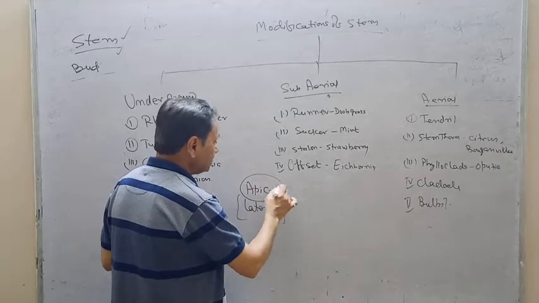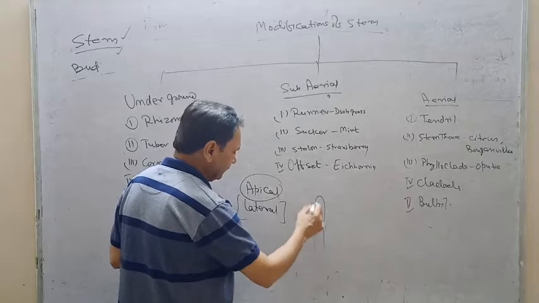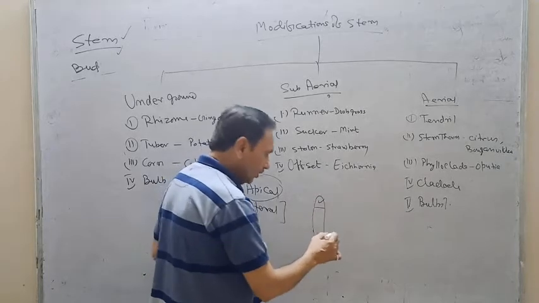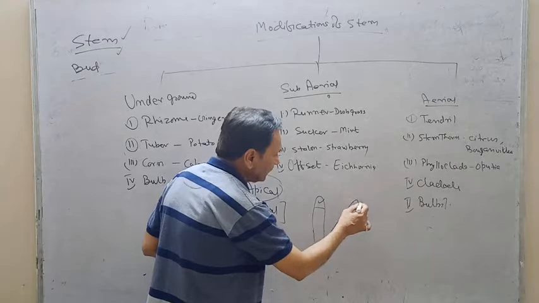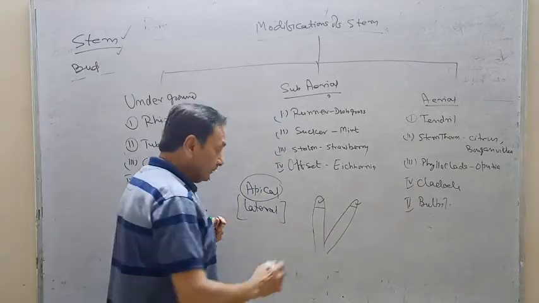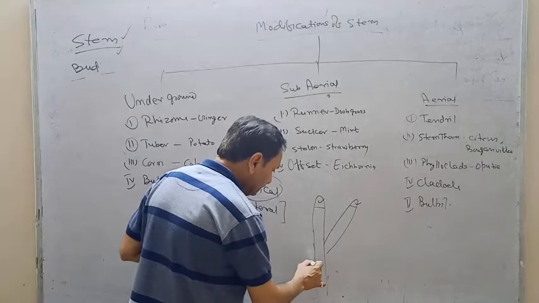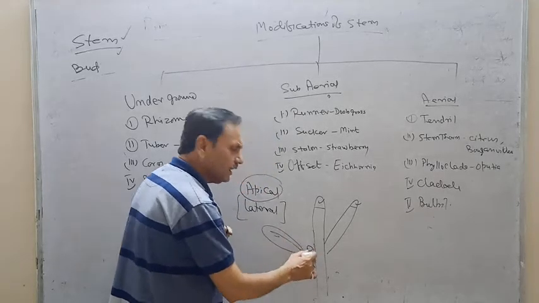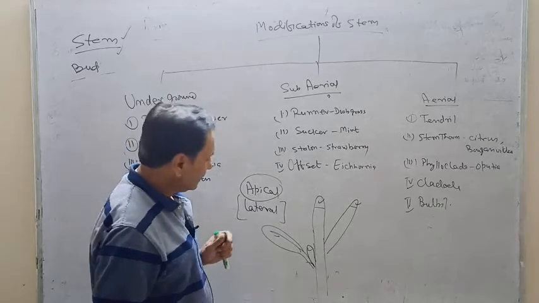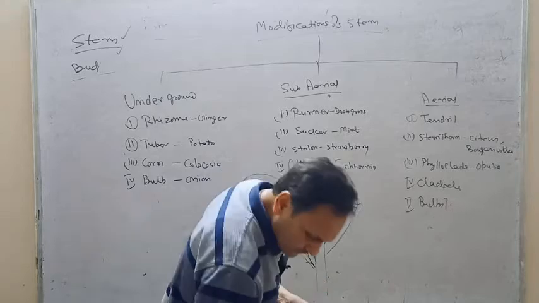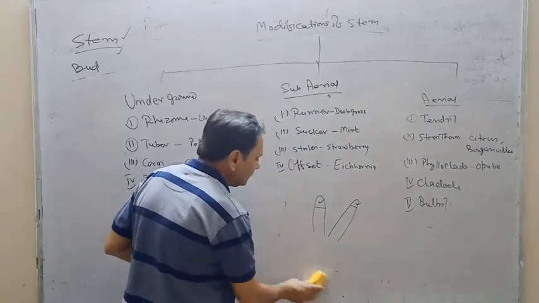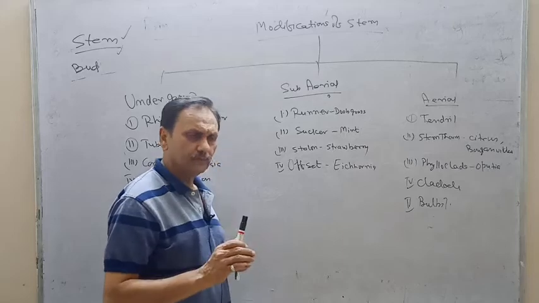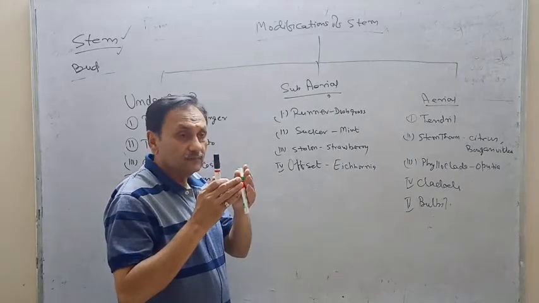We will discuss apical with the help of a figure later on. If the bud is present at the apex, for example of a branch, you can say that it is apical. But if this is the stem and the bud is present here, that is called a lateral bud, and if it is present in the axil of the leaf, that is called an axillary bud. And this is the major location of the bud.